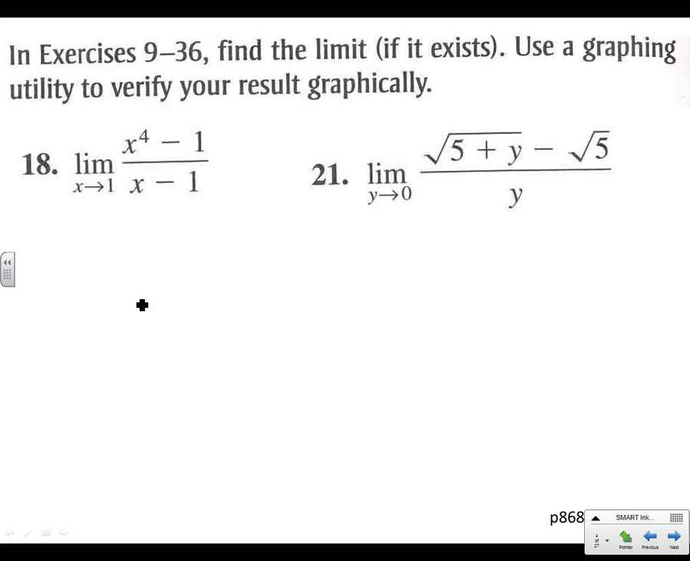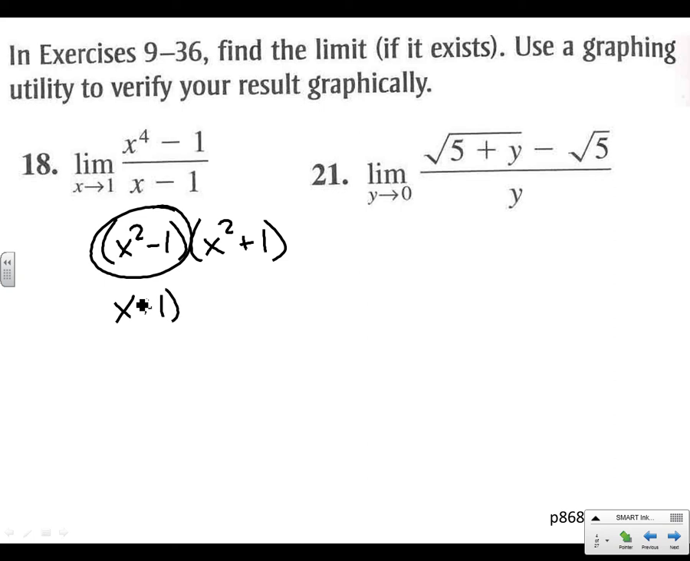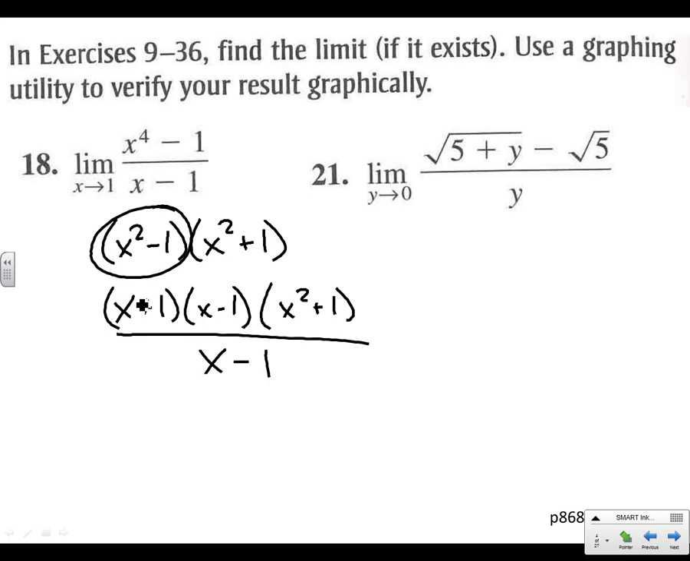I'm going to take the numerator, x to the fourth minus 1. That's a difference of perfect squares, so x squared minus 1 and x squared plus 1 in the numerator. And this guy here we can factor again and make x plus 1, x minus 1. x squared plus 1 is still there, and the denominator was always x minus 1. And so at this point we've gotten to the point where we can cancel here.